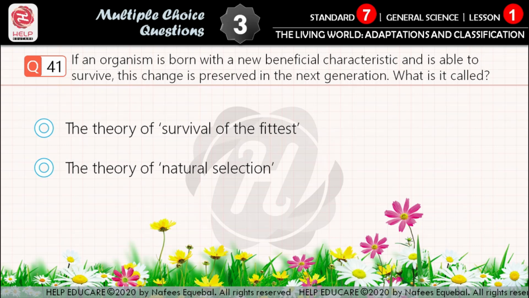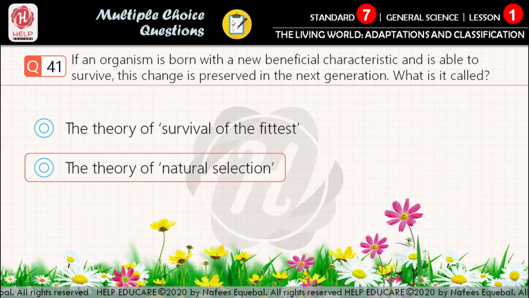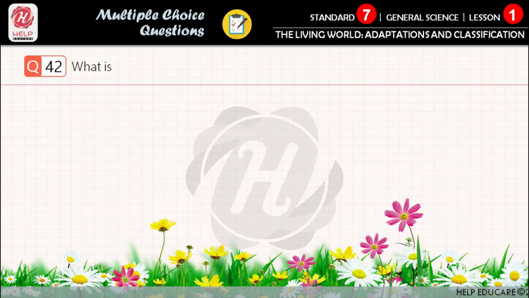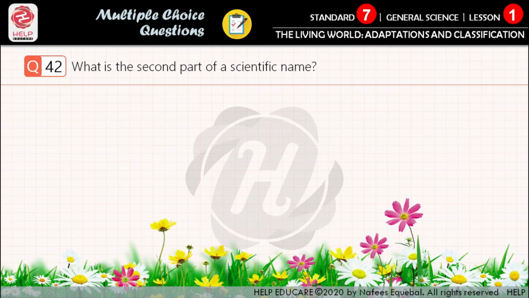Correct answer is the theory of natural selection. Question number 42. What is the second part of a scientific name? First option, species. Second option, genus.